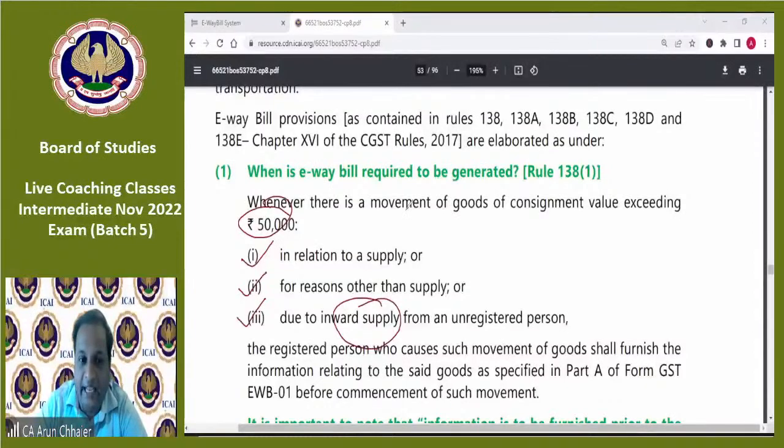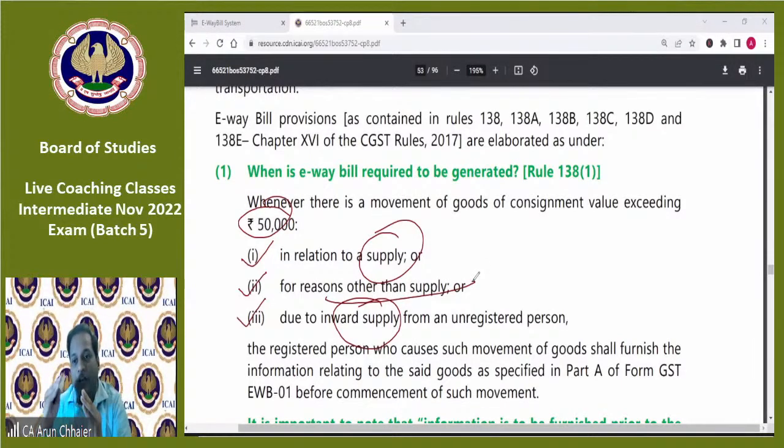They are saying the movement can be in relation to a supply. Mr. A is selling the goods to Mr. B, then there is a movement of the goods, so an e-waybill is required. Suppose for reasons other than supply, Mr. A, a principal, is sending the goods to the job worker. Is it a supply? The answer is no. In the tax invoice chapter, we have discussed that it is not a supply. Then a delivery challan would be used. So a principal sending the goods to the job worker is a movement of the goods, but it is not a supply. So do you need to generate the e-waybill? The answer is yes, if the value exceeds 50,000.